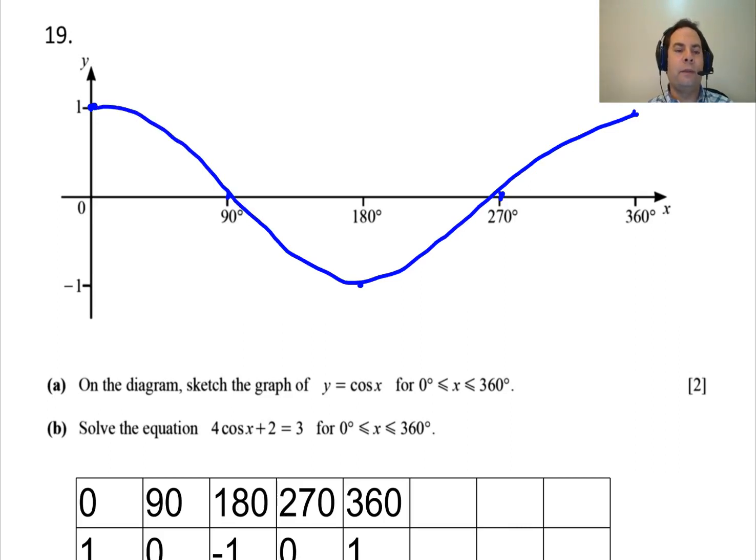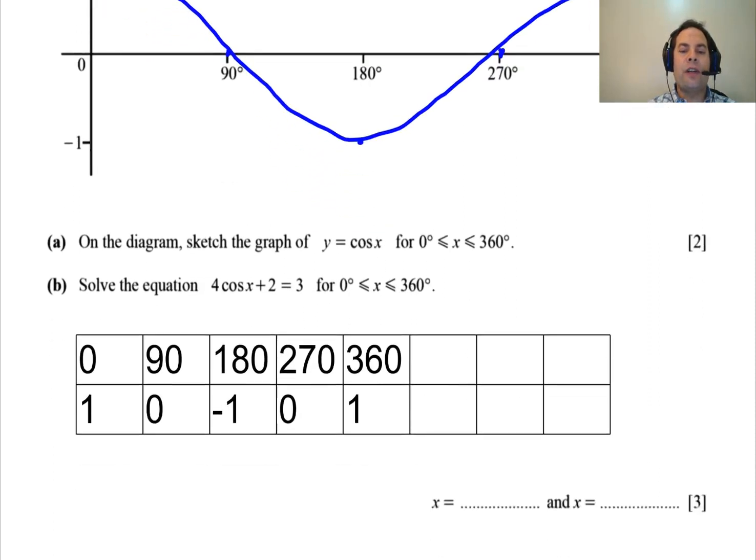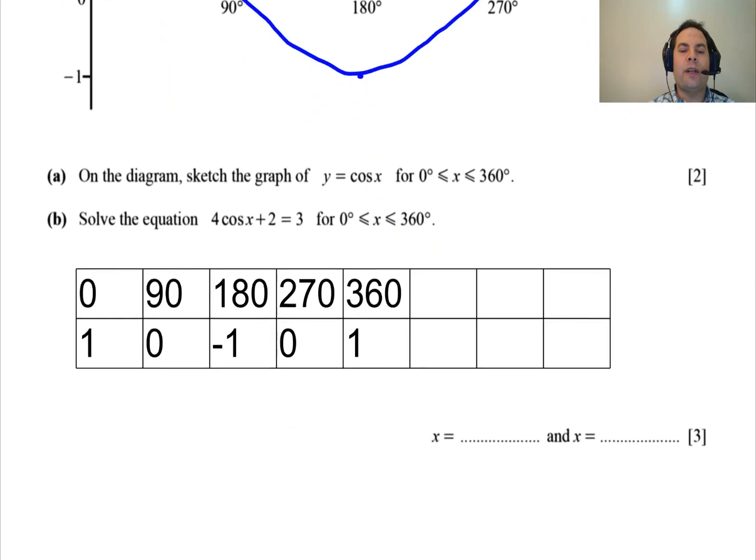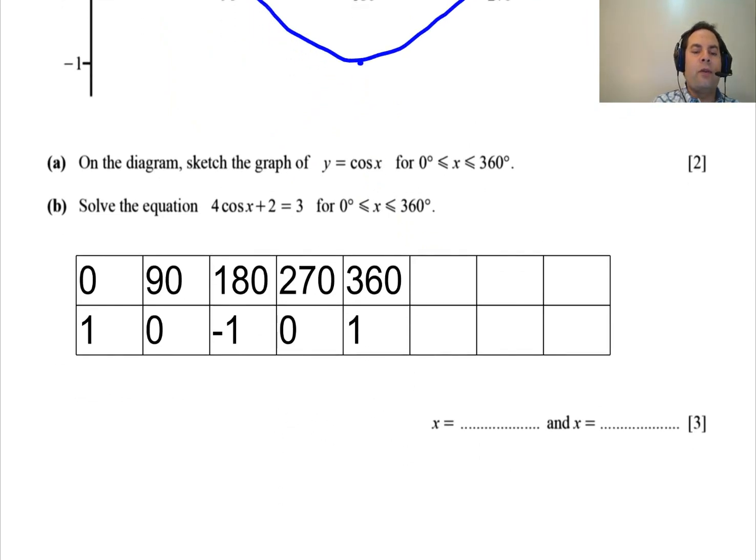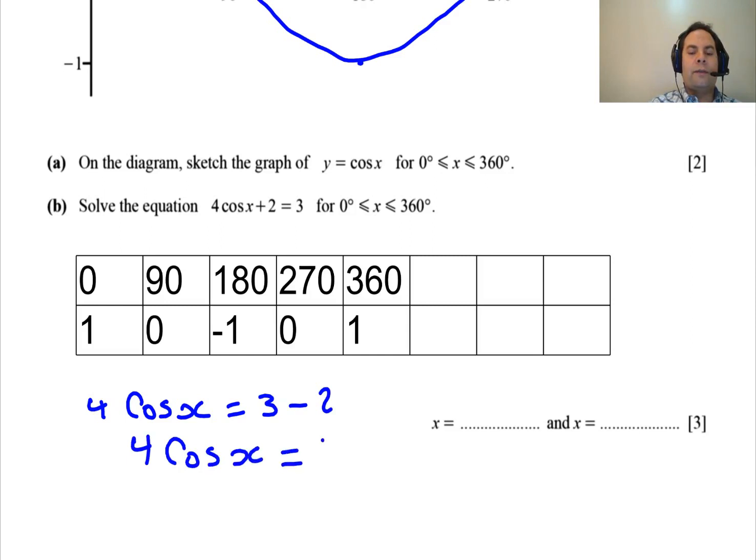This is part A. Part B, solve the equation 4 cosine x plus 2 is equal to 3. You can solve this equation graphically, but you have to get cosine x as the subject first. 4 cosine x is equal to 3 minus 2. 4 cosine x is equal to 1.